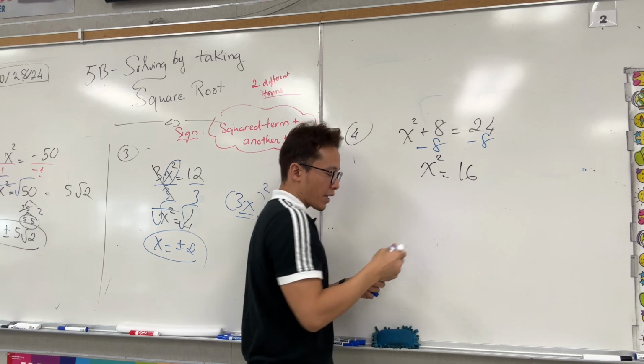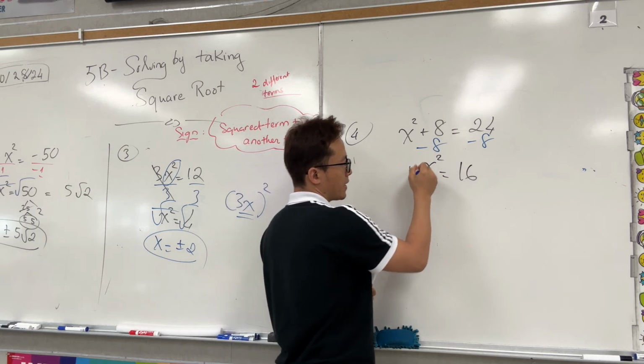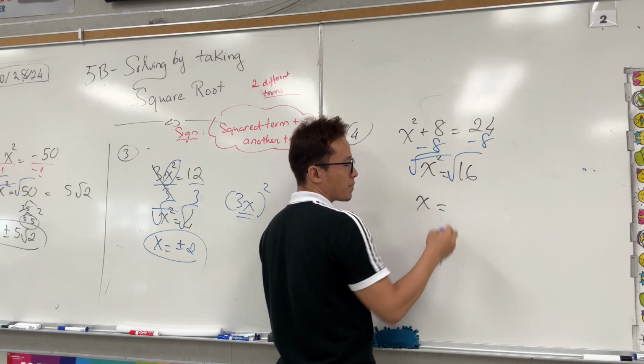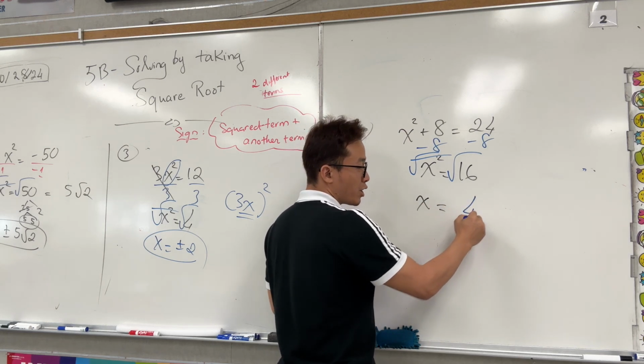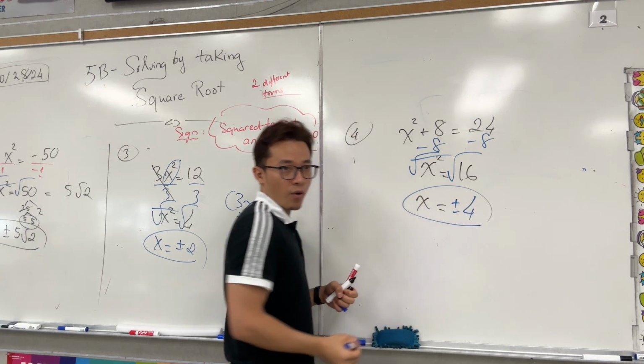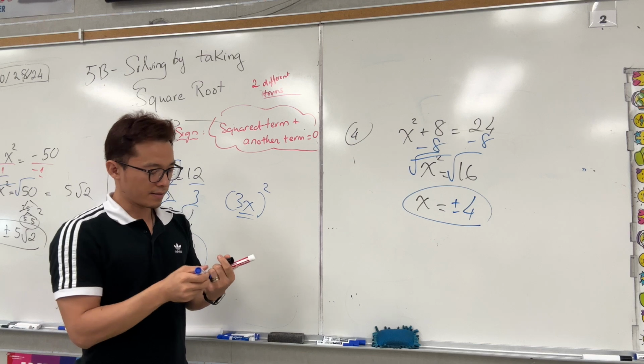16. How do I get rid of the square? What's the next step? Taking the square root. Square and square root gone. Only x left. What is the square root of 16? 4. But then I need to make sure I have 2 solutions. Plus minus 4. Easy? Good.